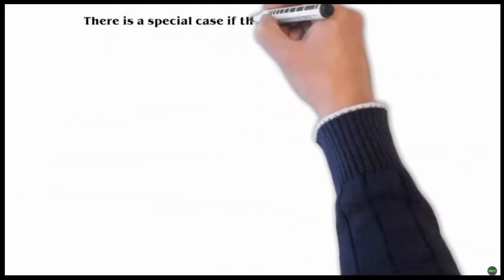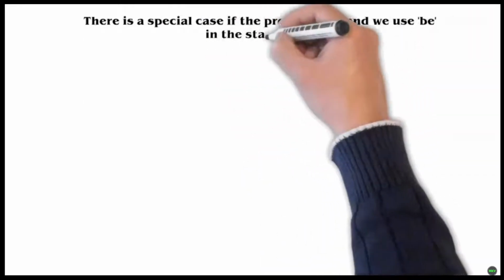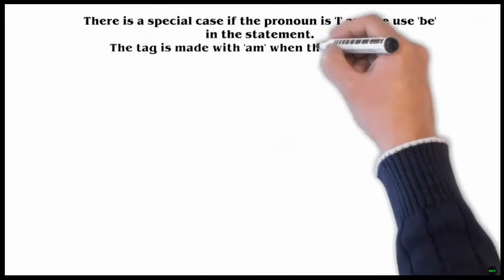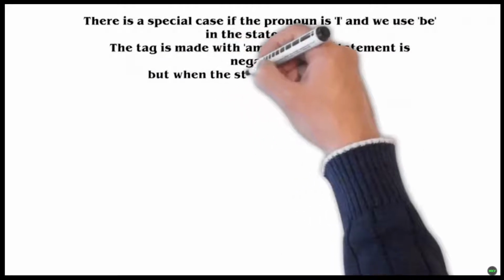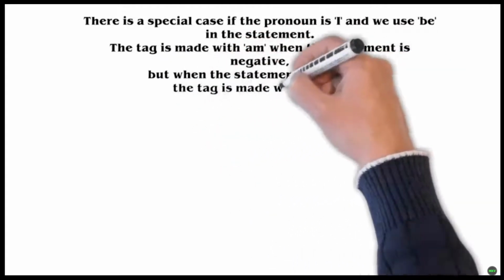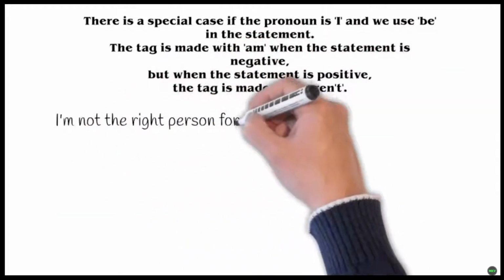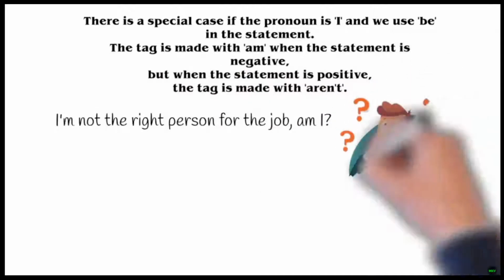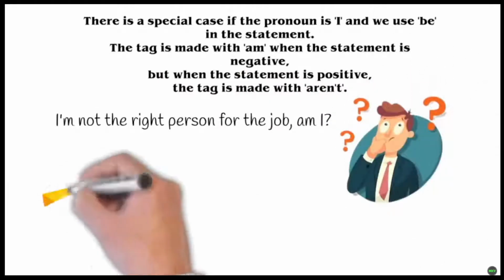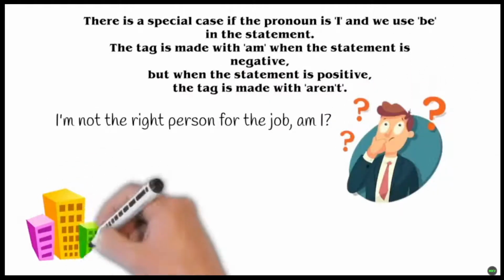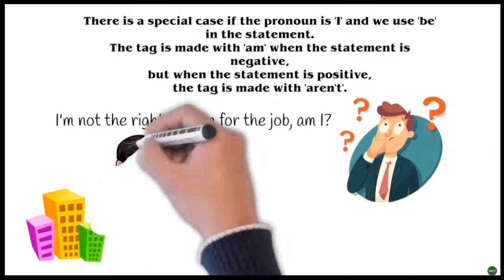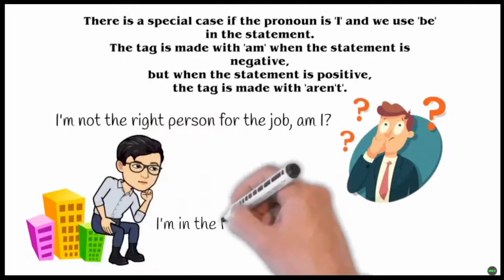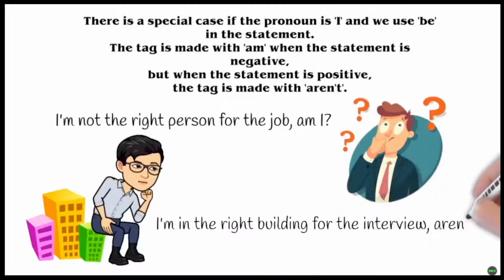There is a special case if the pronoun is I and we use be in the statement. The tag is made with am when the statement is negative, but when the statement is positive, the tag is made with aren't. I'm not the right person for the job, am I? I'm in the right building for the interview, aren't I?